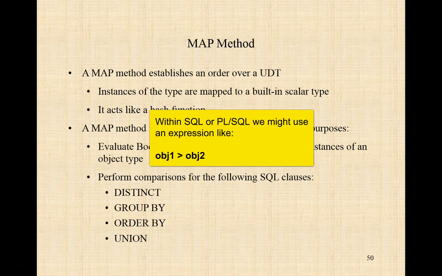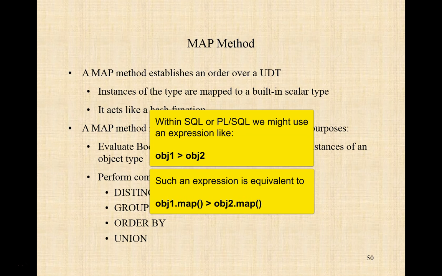Let's note that when you're comparing two objects, such as object 1 is greater than object 2, this is how we would code it within our SQL or within our PL/SQL statement. But it's logically equivalent to, and could be coded as, an invoking of the map method for object 1, comparing the value which it emits against an invoking of the map method for object 2 and looking at its value.